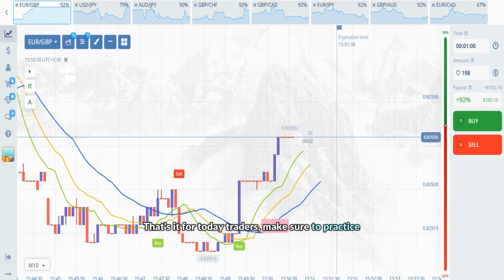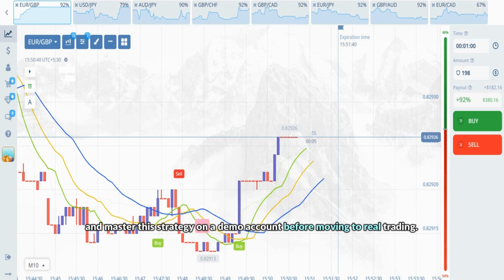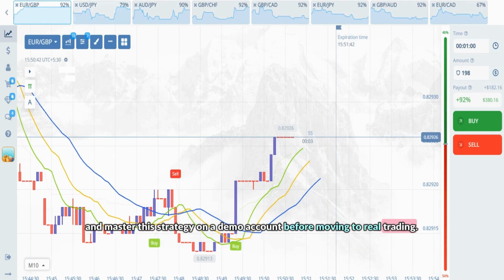That's it for today, traders. Make sure to practice and master this strategy on a demo account before moving to real trading.